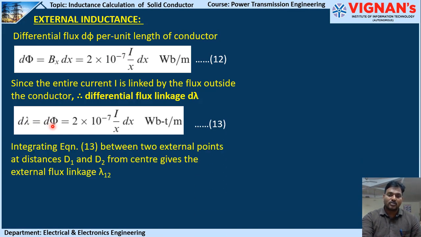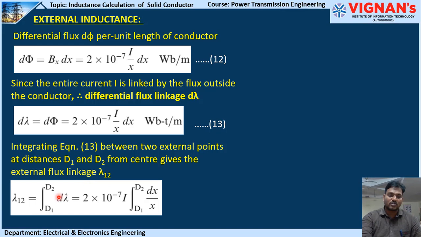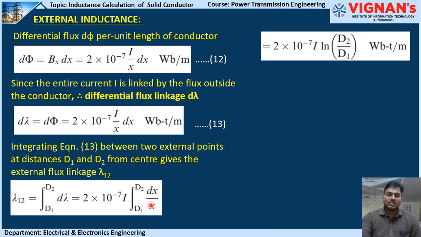Take this as equation number 13. So integrate this equation between two external points D1 and D2. You get the external flux linkages between points 1 and 2, lambda 12, is equal to integral D1 to D2 of d lambda, that is 2 into 10 power minus 7 I integral D1 to D2 dx by x. Integral dx by x is log to the base e x. Take it as equation number 14. So you get 2 into 10 power minus 7 I into ln of D2 by D1 Weber turn per meter.